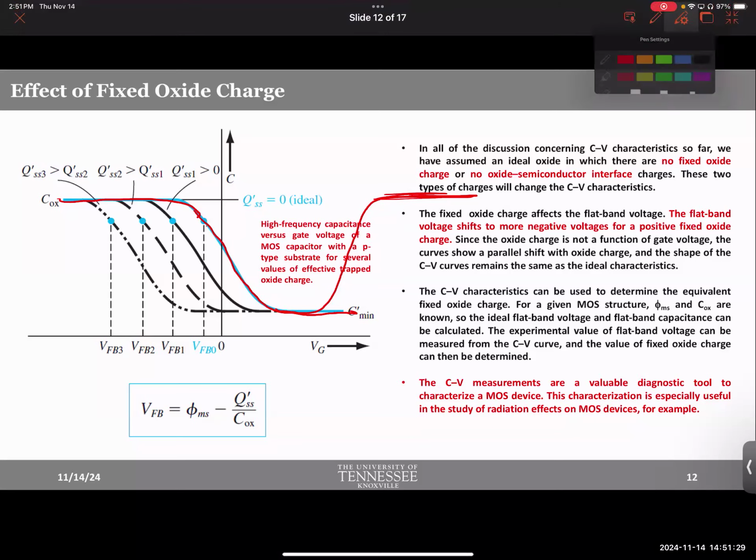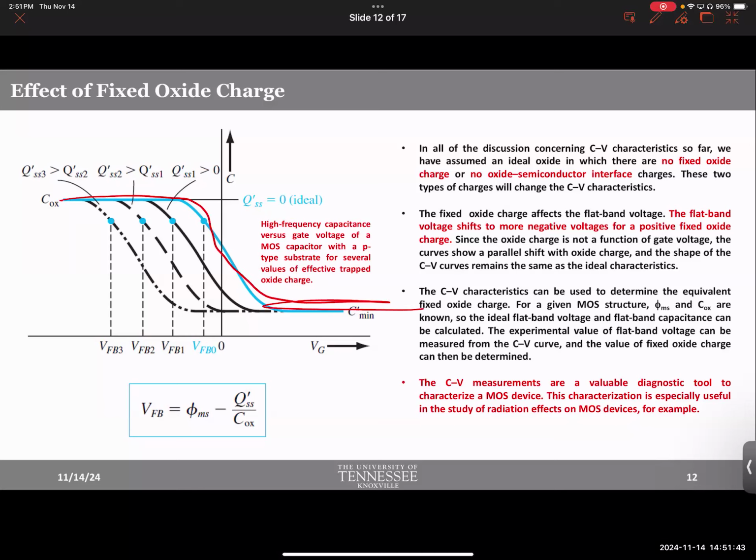For the most part, do you care about low frequency stuff or high frequency stuff? In the modern world, we always want things to be fast, so high frequency. So moving forward, most of the CVs that you'll see will have this type of shape. We're not going to show something like that. Now notice that all these other lines show what happens when you have a fixed oxide charge.